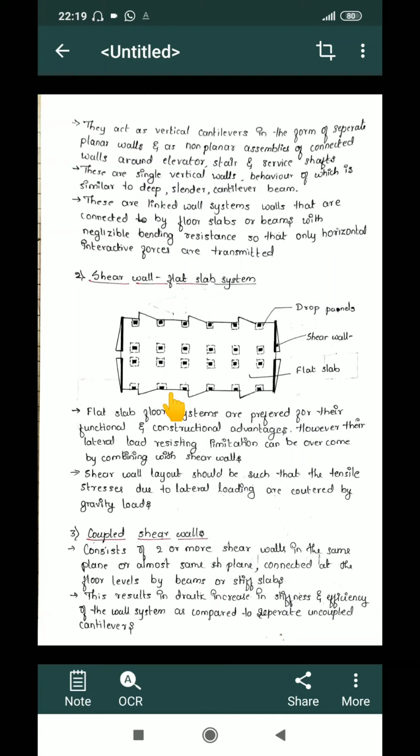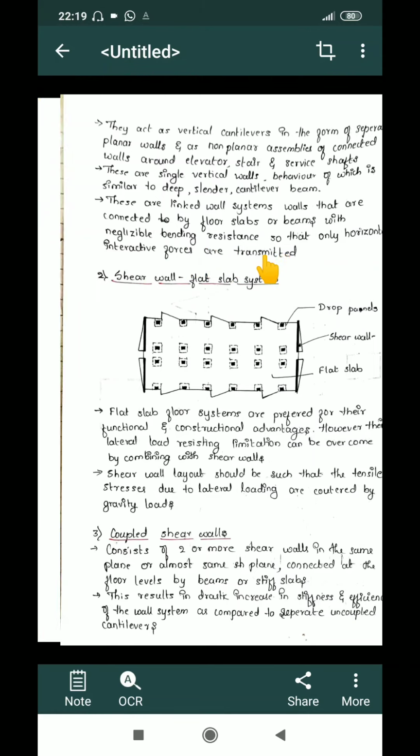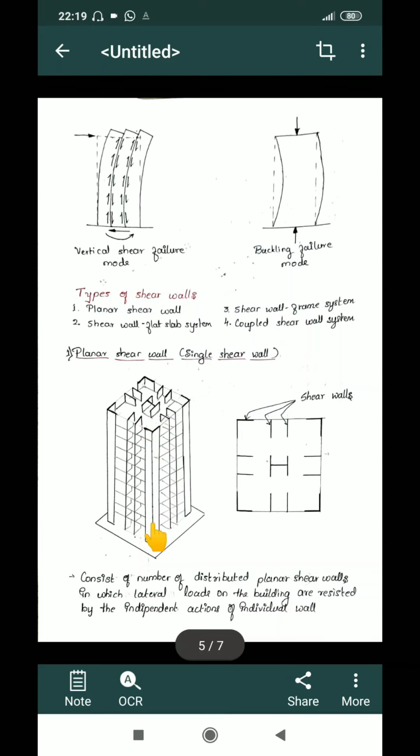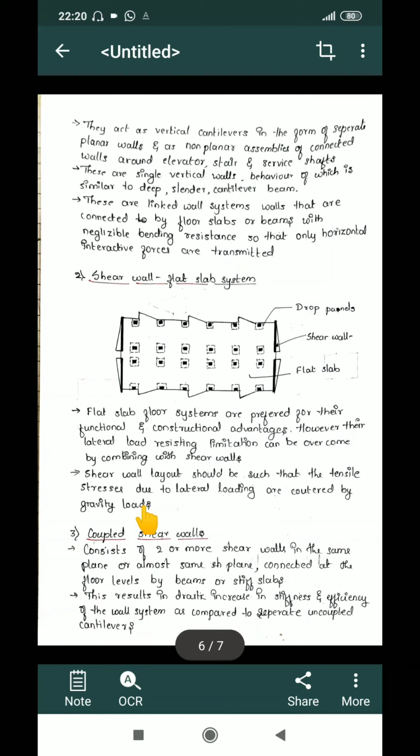Then these system walls are connected by a floor slab or beams with negligible bending resistance, so that only horizontal interactive forces are transmitted. So here what happens is, if this is a shear wall, all the floors, slabs or roofs are connected together with the shear walls. All floors are interconnected by shear walls. Because of this, excessive bending is reduced and only horizontal interactive forces are transmitted.